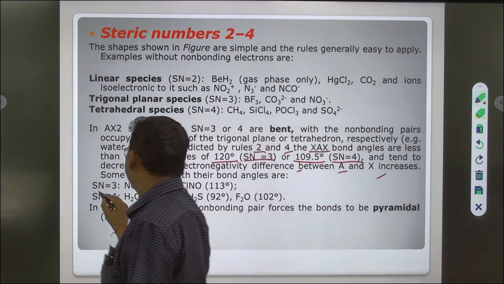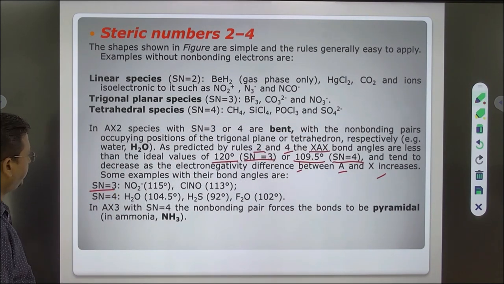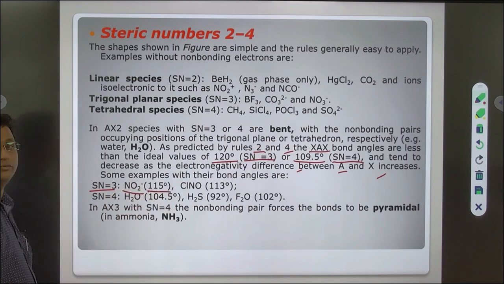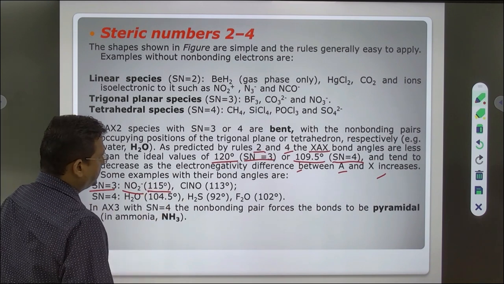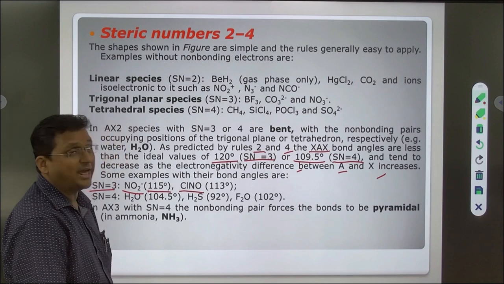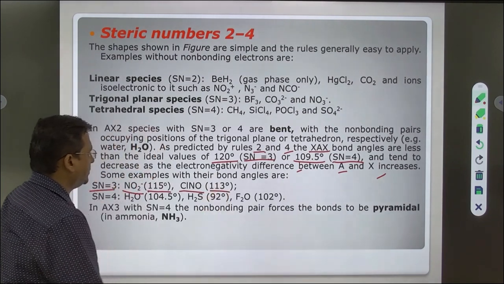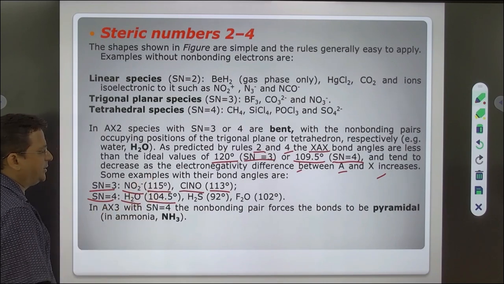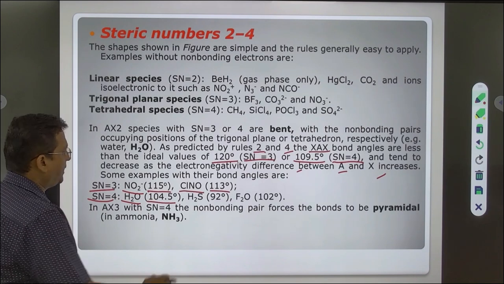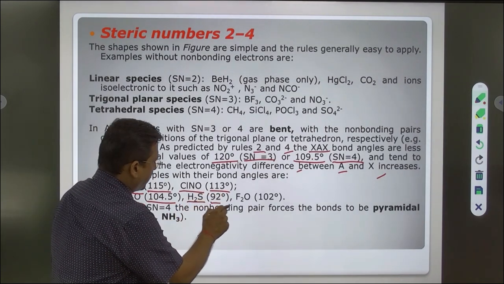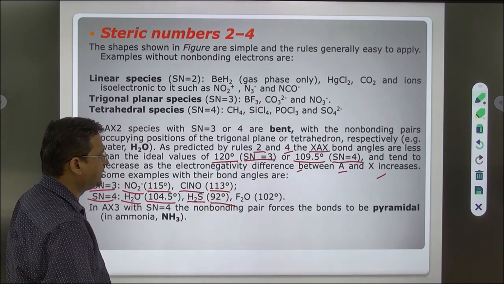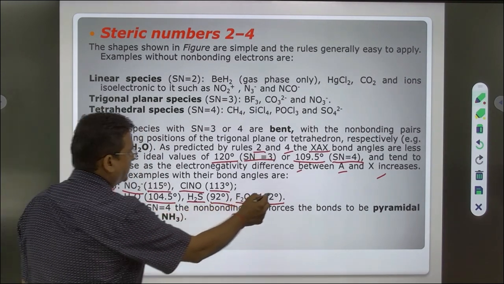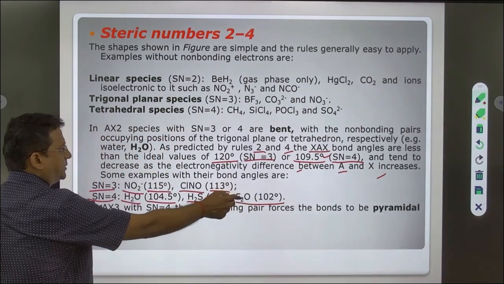When the steric number is 3, NO2 minus is 115 degrees and ClNO bond angle is 113. When the steric number is 4, this angle becomes 104.5 degrees for water, and for H2S this angle decreases more, to 92 degrees, and for F2O, the ideal steric number 4, it is 102 degrees.